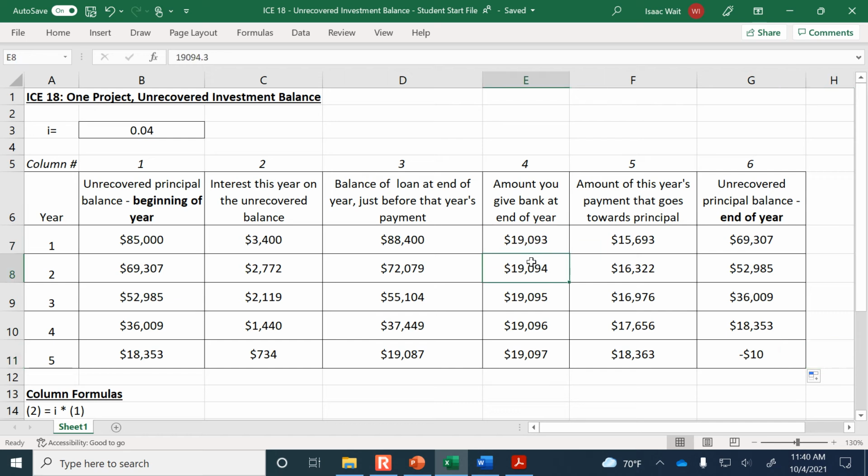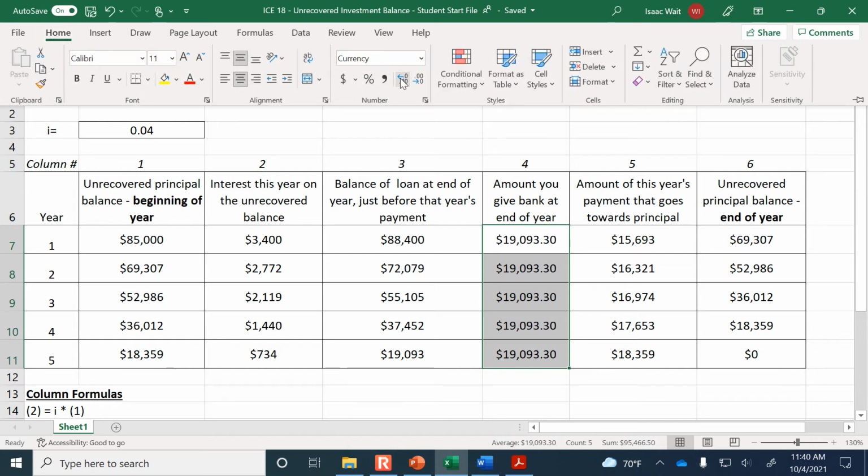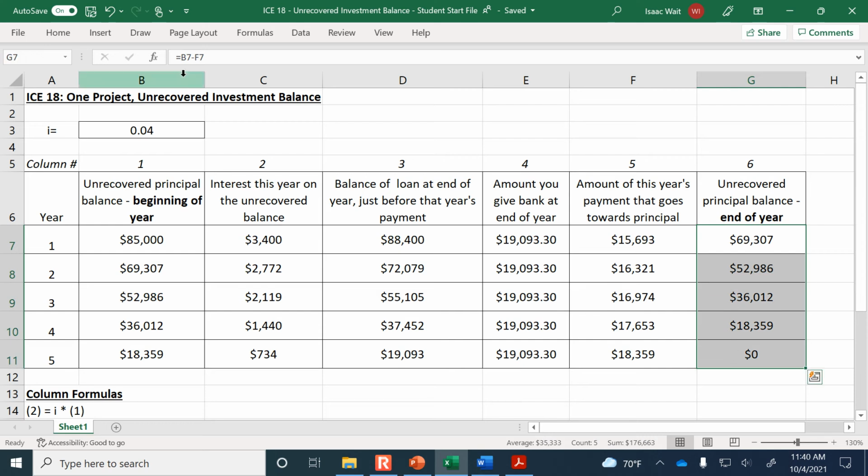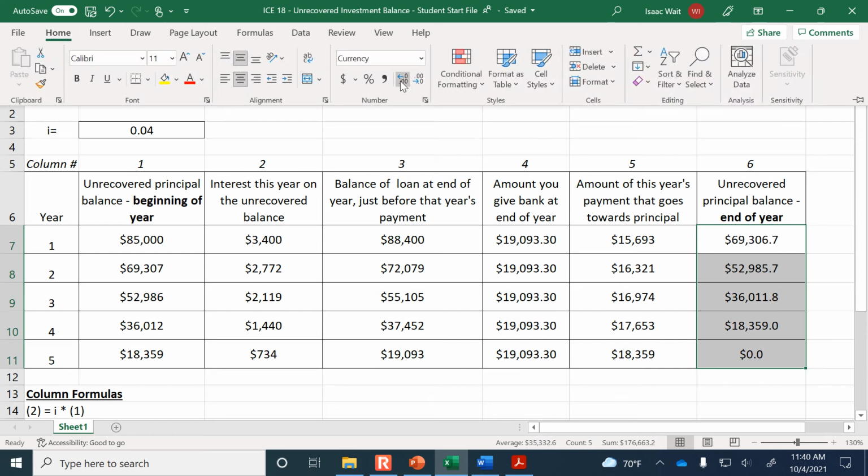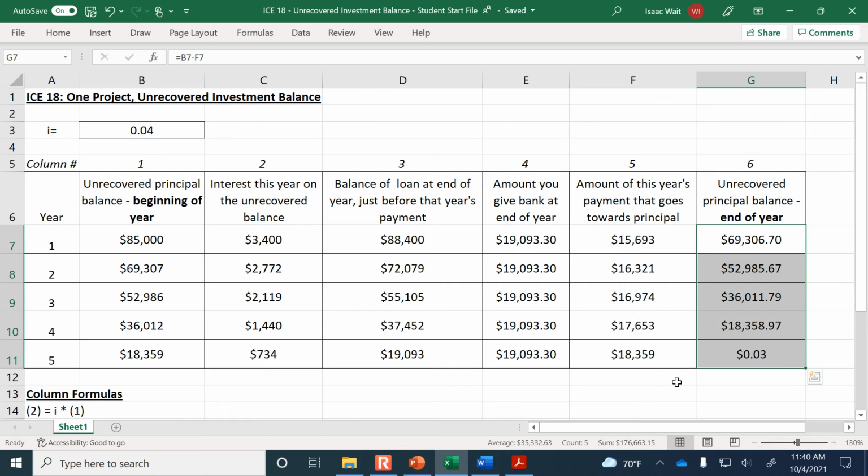Oh, okay. See how it's counting increased here? I need to type that in so it's always the same. 19,093 cents. And then once I've got 2 of them, I can drag down and it will keep it constant. And let me just illustrate that, show the nearest penny here. It's going to be a few cents off, but it's more or less down to 0. It means that the loan is paid off. So at the end of 5 years, if I pay the $19,093.30, then the unrecovered investment balance goes all the way to 0 after 5 years.